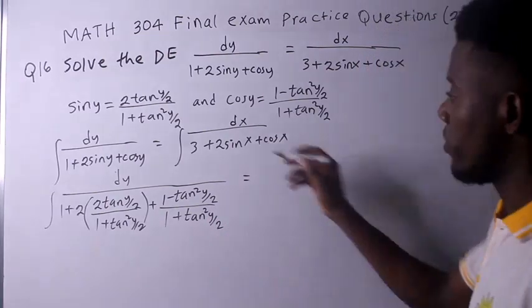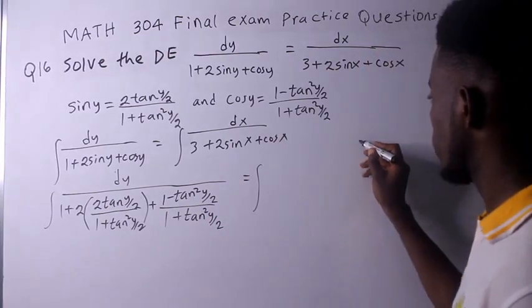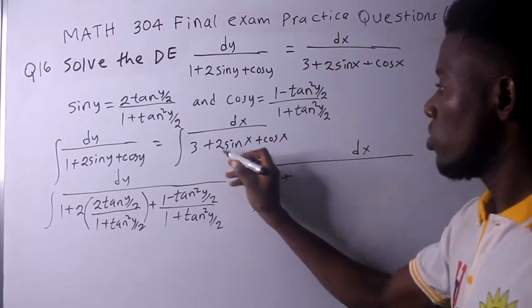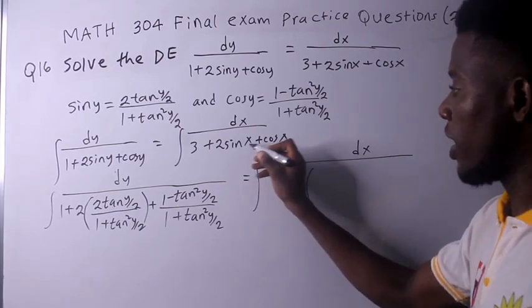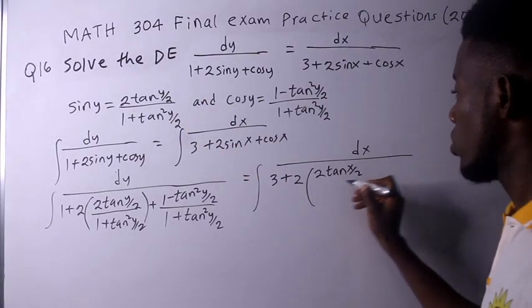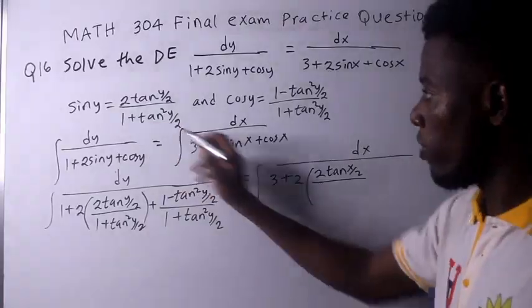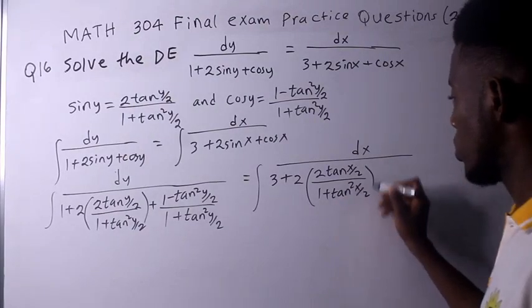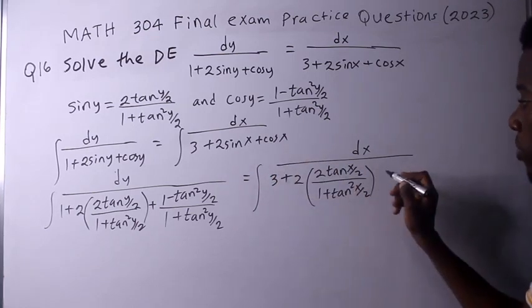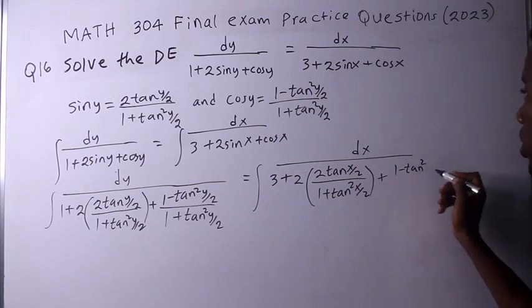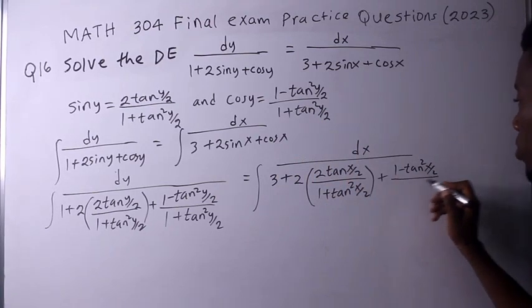And this equals the integral of dx all divided by 3 plus 2 times sin x, which is 2 tangent x over 2 all divided by 1 plus tangent square x over 2, plus cos x, which is 1 minus tangent square x over 2 all divided by 1 plus tangent square x over 2.